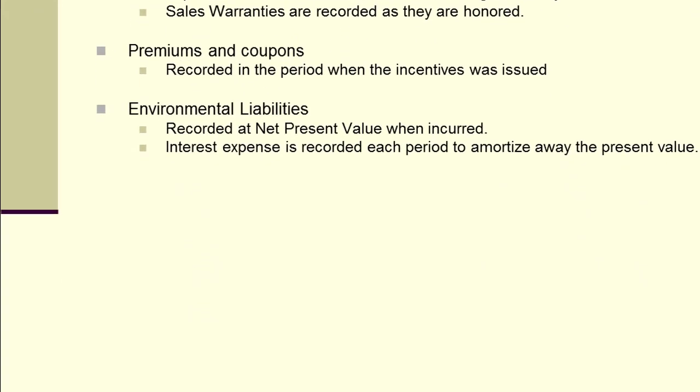Next are environmental liabilities. These are typically referred to as asset retirement obligations, or AROs. This is basically the cost to clean up after ourselves.